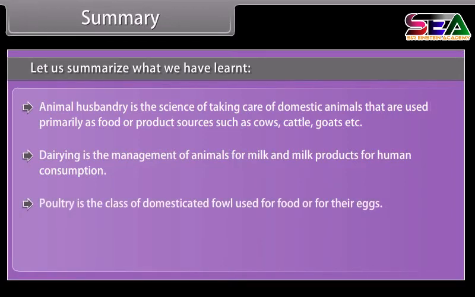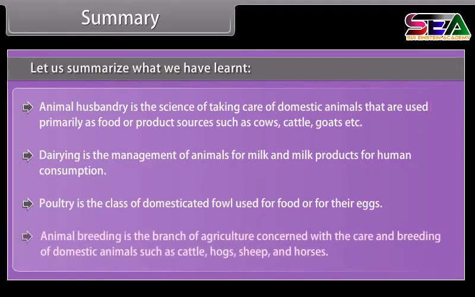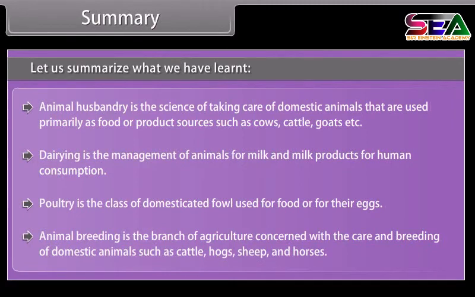Poultry is the class of domesticated fowl used for food or for their eggs. Animal breeding is the branch of agriculture concerned with the care and breeding of domestic animals such as cattle, hogs, sheep, and horses.